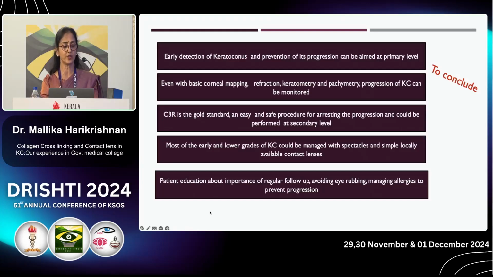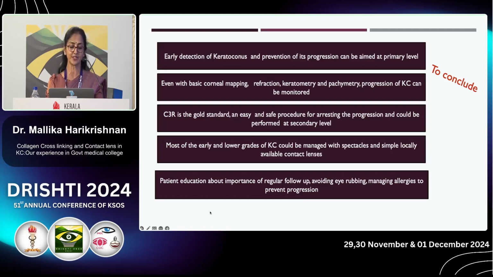So to conclude, early detection of keratoconus and prevention of its progression can be aimed at primary level. Even with basic corneal mapping, refraction, keratometry, and pachymetry, progression of keratoconus can be monitored.